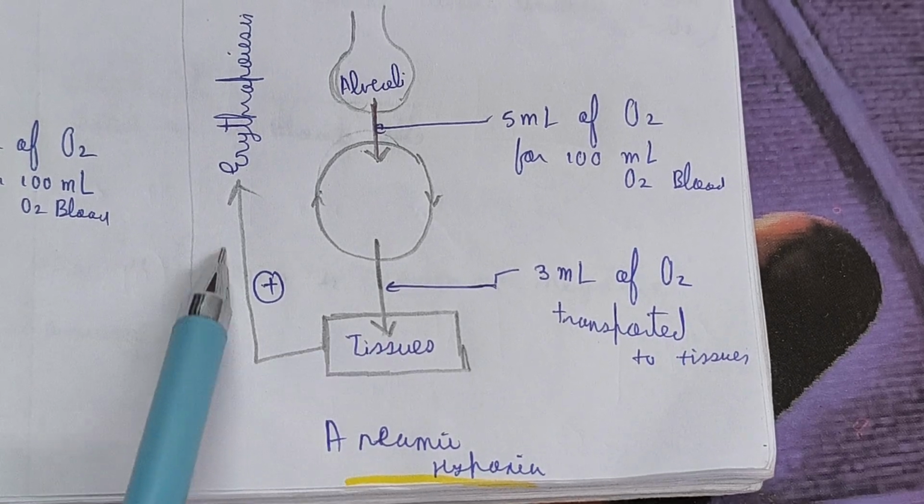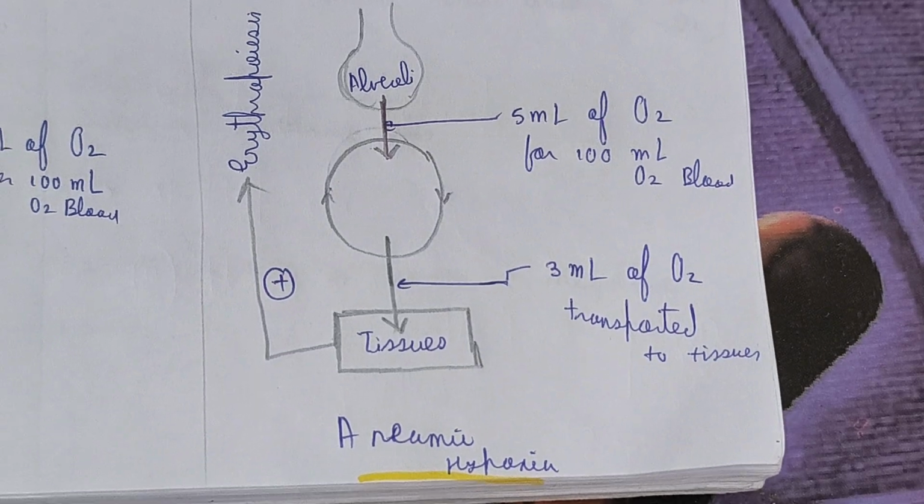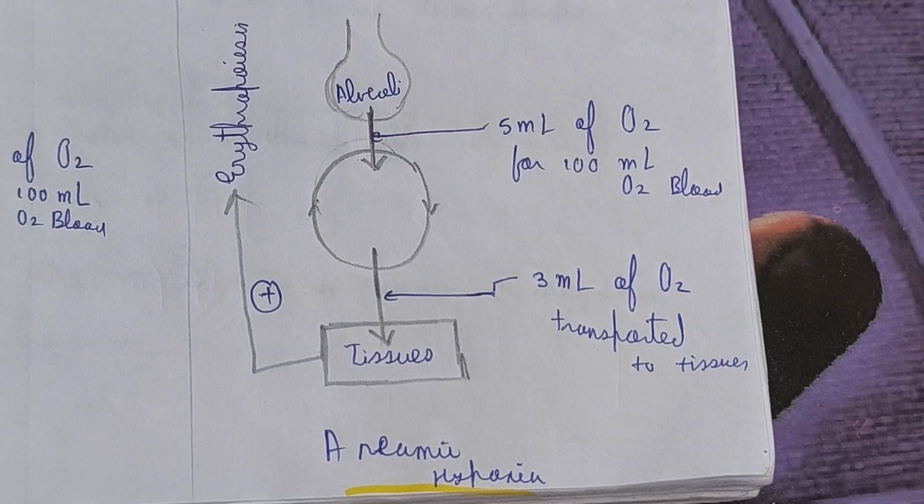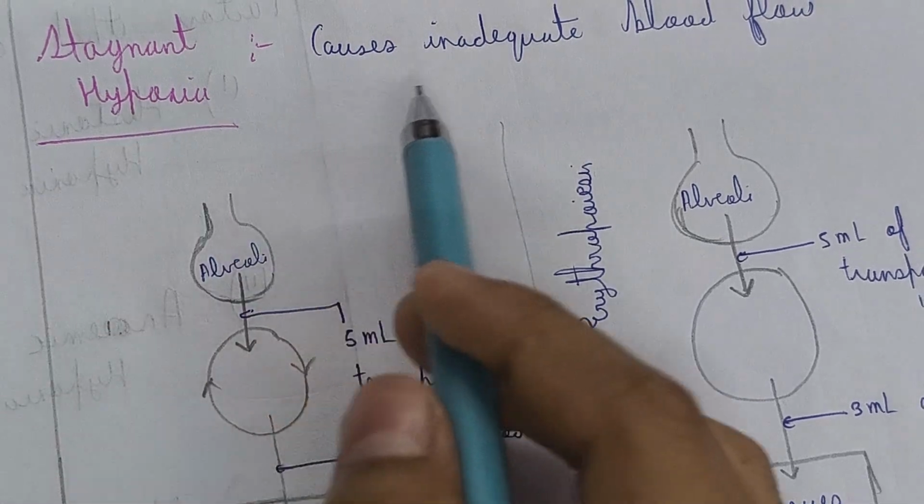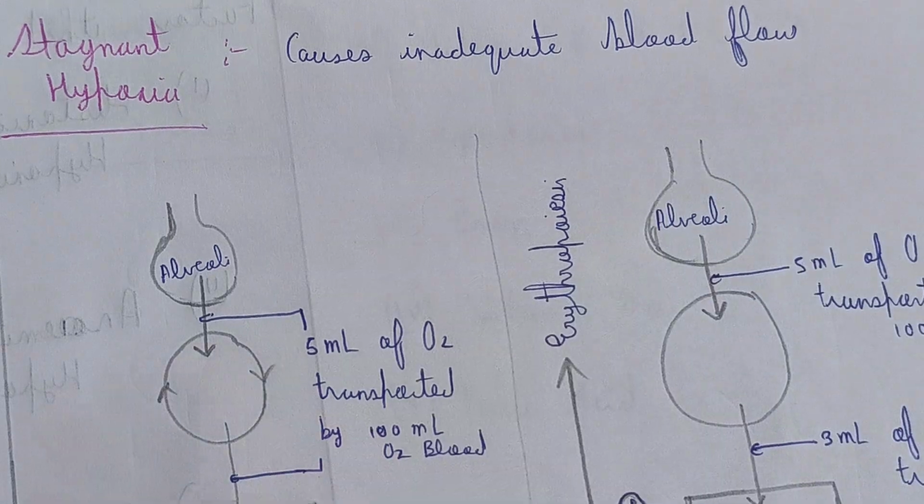So again, it stimulates erythropoiesis because it wants more oxygen, because the oxygen supply to the tissues is reduced. So this is known as anemic hypoxia. Similarly, you can understand stagnant hypoxia, where the cause is inadequate blood flow.